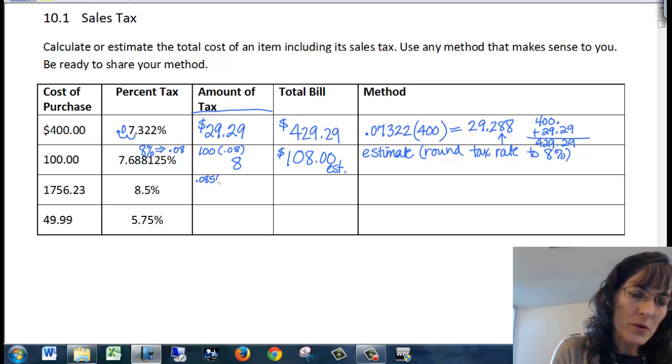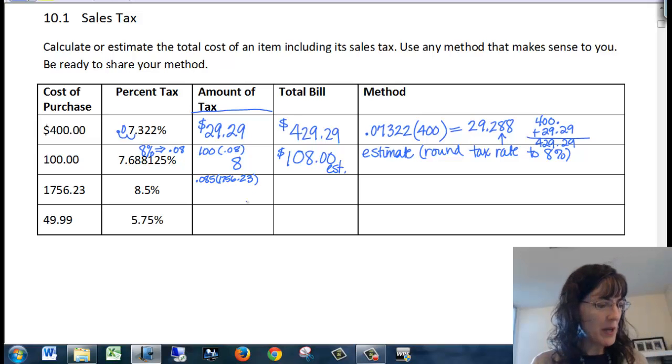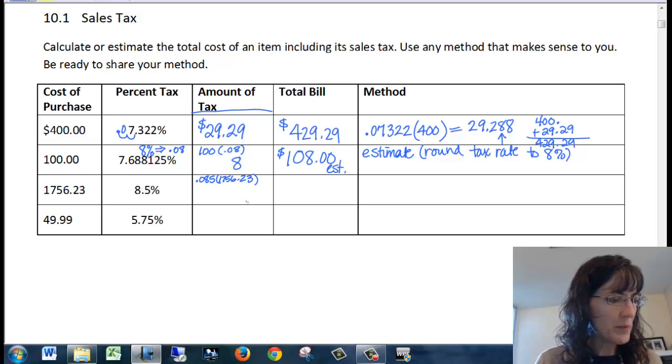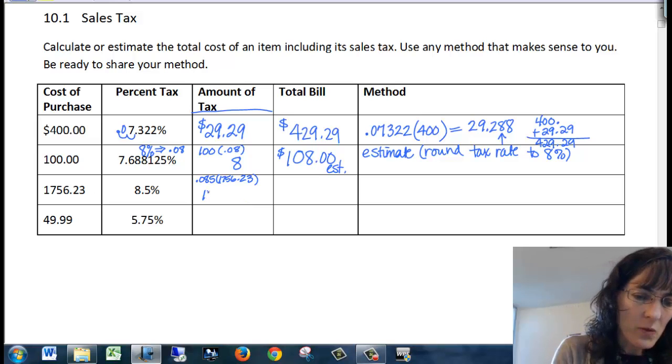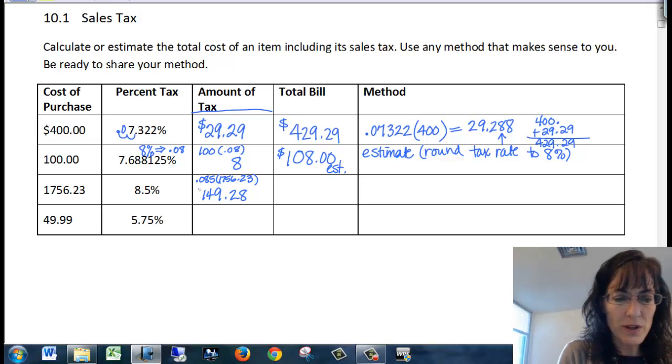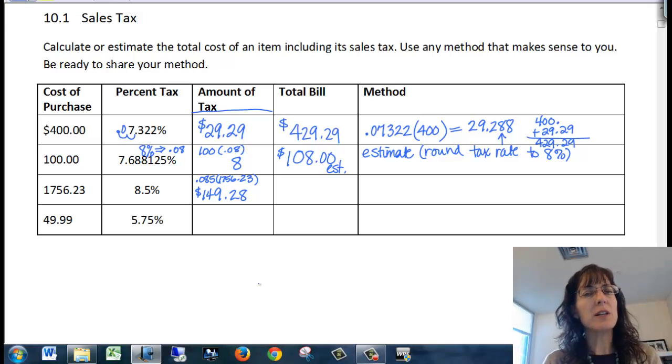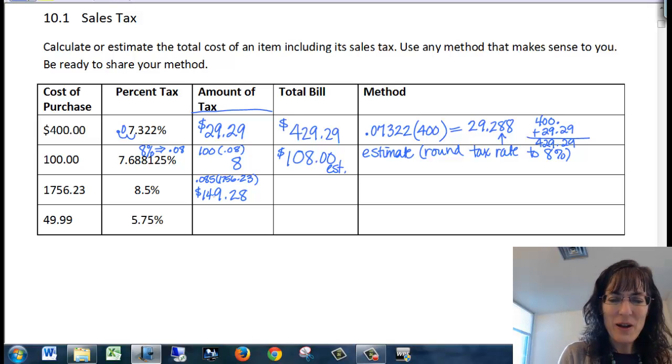0.085 and I would multiply it by 1756.23. I'll just type that on my calculator, 0.085 times 1756.23 equals, and I get $149.279. So I have to convert it to 149.28 because I need to round up if that third digit is 5 or higher.